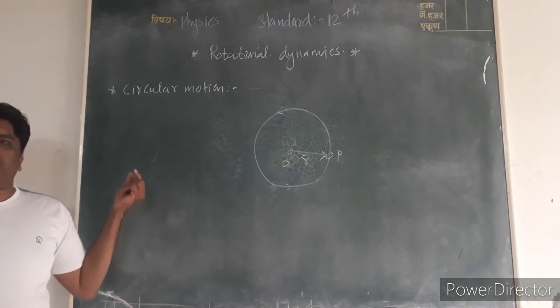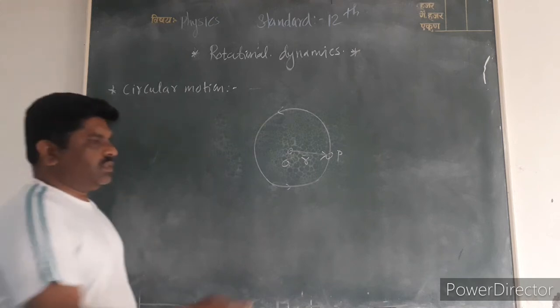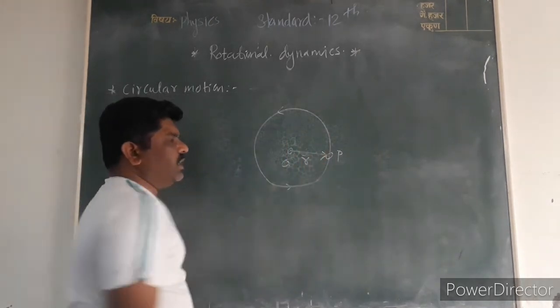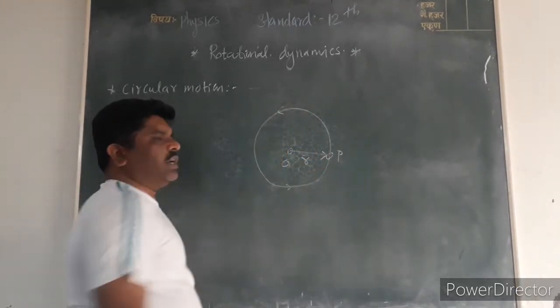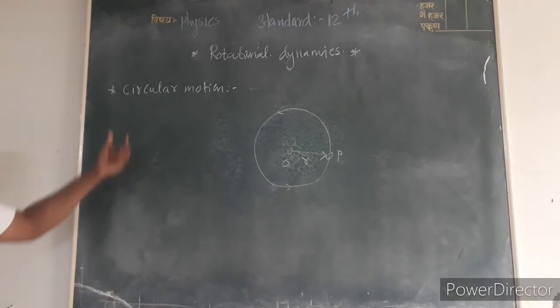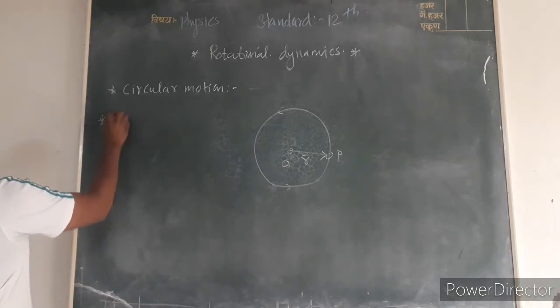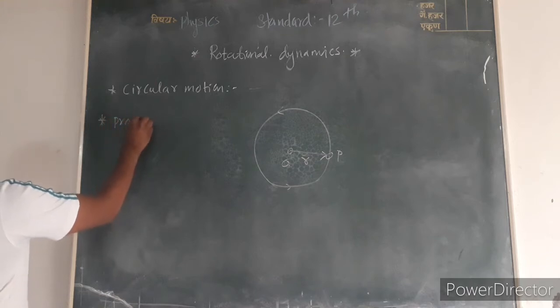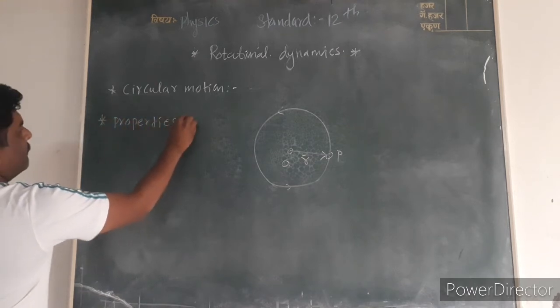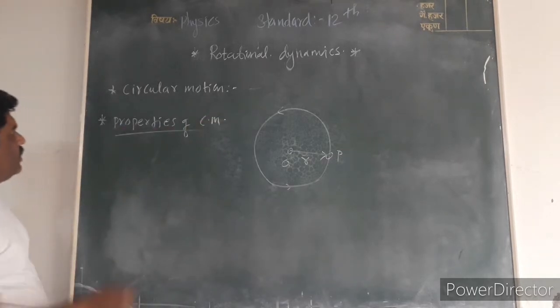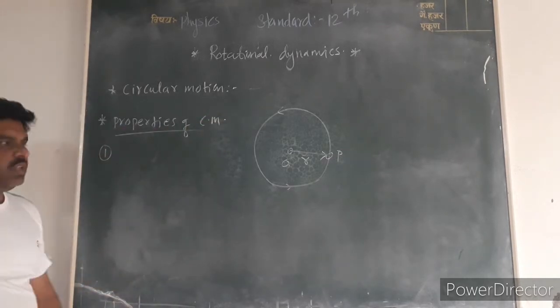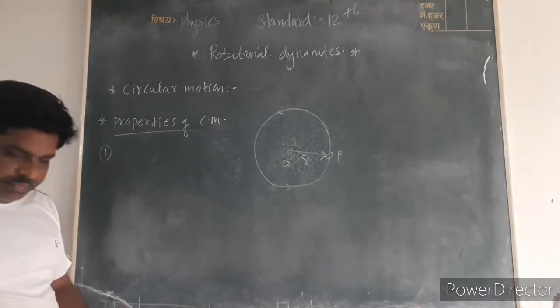The circular motion is very simple one. The particle or object revolve around the circumference of circle. This is called circular motion. Now there are some properties of circular motion.